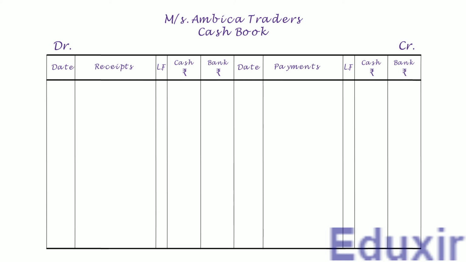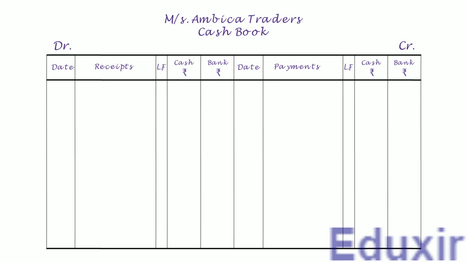Note that when we compare this with the ledger account format, on the debit side we have receipts in place of particulars, and on the credit side we have payments in place of particulars. Also, it has two amount columns, one for cash and one for bank.